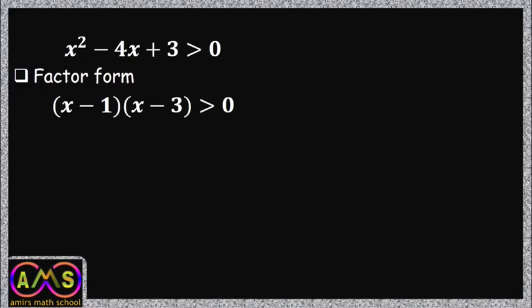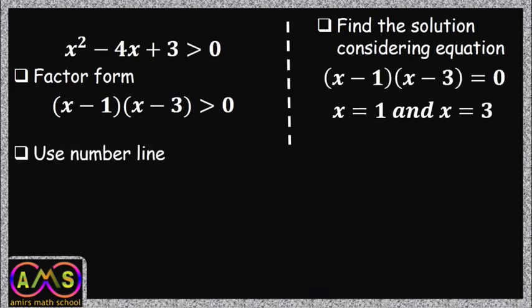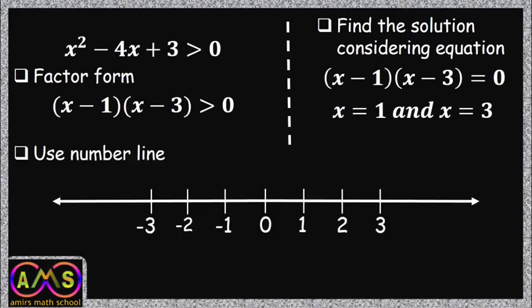Now let's solve another type of quadratic inequality where the sign is just greater than or just less than. There is no equal sign here. So x² - 4x + 3 > 0. Just write the factor form (x - 1)(x - 3) > 0 and find the solution. Considering it as an equation, we get x = 1 and x = 3. Then use the number line to solve this inequality. First, plot the values x = 1 and x = 3 on the number line.